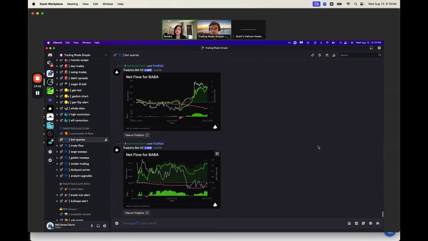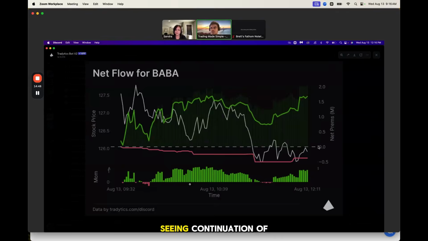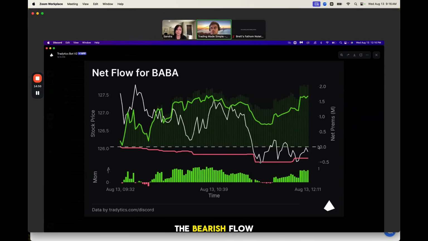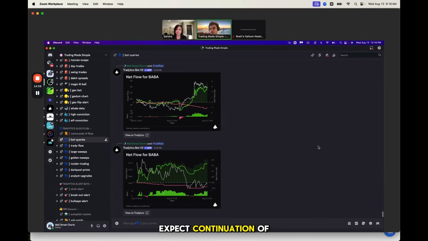This is interesting on your daily right here. On the daily, we're seeing continuation of that momentum. The bearish flow is not actually appearing at all in today's session. The bullish flow is actually continuing higher here. We could expect continuation of that momentum.